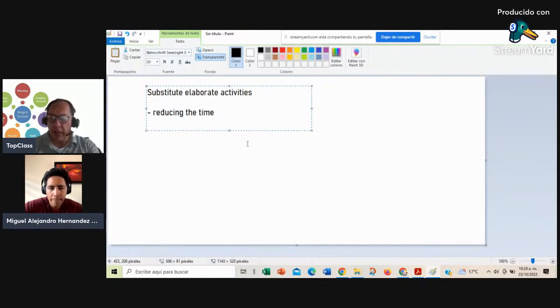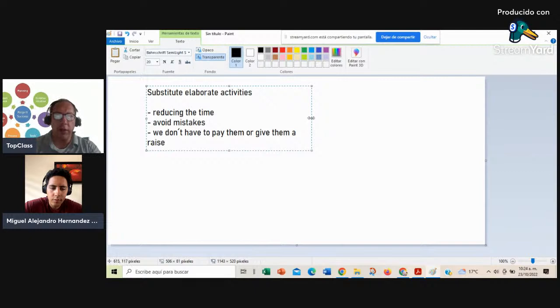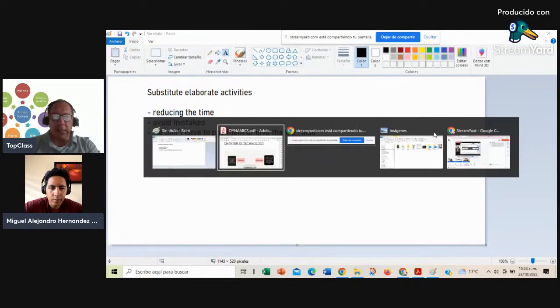Reducing the time. Computers normally don't make mistakes, do they? Oh yeah, no. As we said the other day, we don't have to pay them or give them a raise, right? That's another issue with computers or robots. However, there are significant risks associated with that.